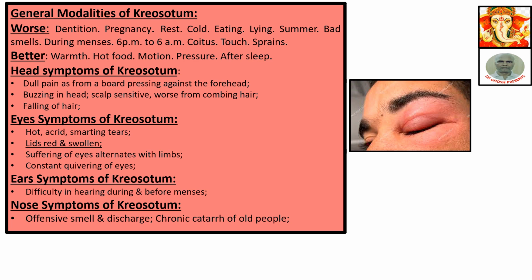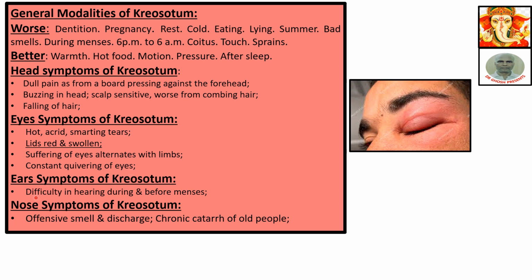Head symptoms of Kreosotum: dull pain as from board pressing against the forehead, buzzing in head, scalp sensitive, warts from combing hair, falling of hair. Eye symptoms of Kreosotum: hot, acrid, smarting tears, lips red and swollen, suffering of eyes alternating the limbs, constant quivering of eyes.